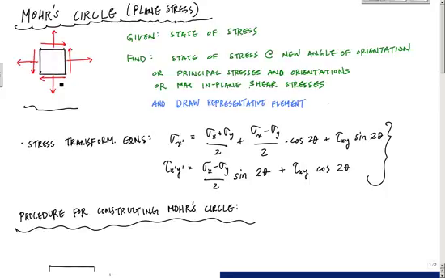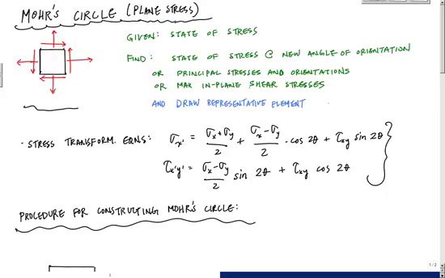Usually what you're given is a state of stress that you calculated using all your stress equations, like My over I or VQ over It, the shear stress equations, whatever. You've got the state of stress at a point in a structure, and now you want to find the state of stress at a new angle of orientation, the principal stresses and orientations, or maybe the maximum in-plane shear stresses, and inevitably it requires that you draw a representative element in that new orientation.